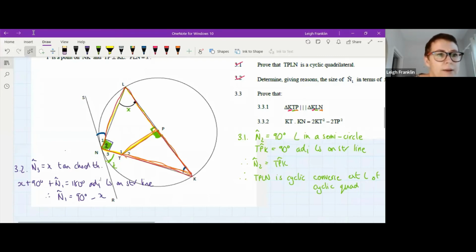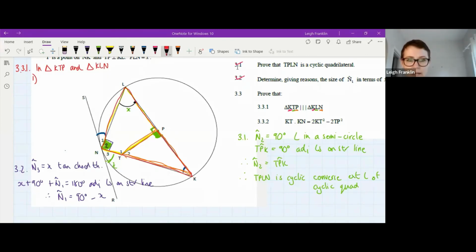In 3.3.1, in triangle KTP and triangle KLN, can anyone tell us one angle that we already know is equal? There's lots going on in the chat. There we go. Exactly. Well done, matrix. So angle K is common. It's in both. So K is common. So that's the first angle.